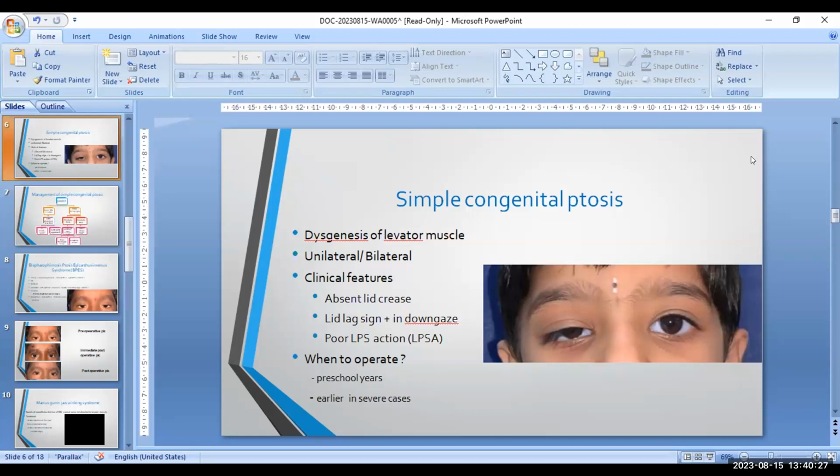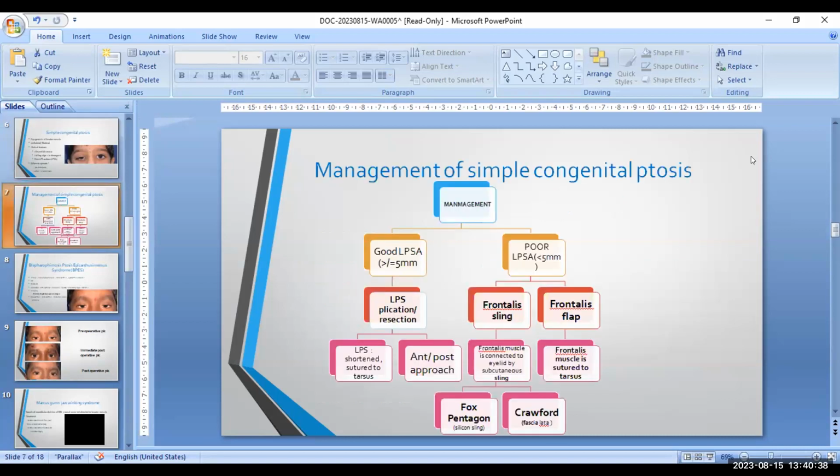So when to operate on these patients? Mostly we have to operate before school years, or if there are severe cases, we have to operate earlier to prevent amblyopia. So how to manage this simple congenital ptosis? Firstly, we have to categorize it into good, moderate to good LPS action or poor LPS action.